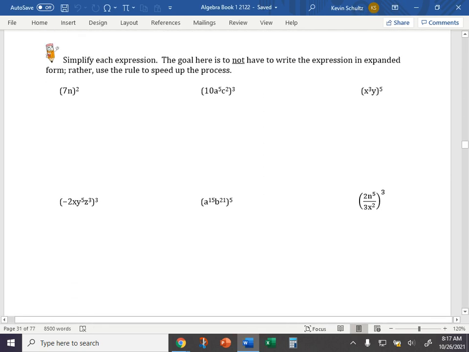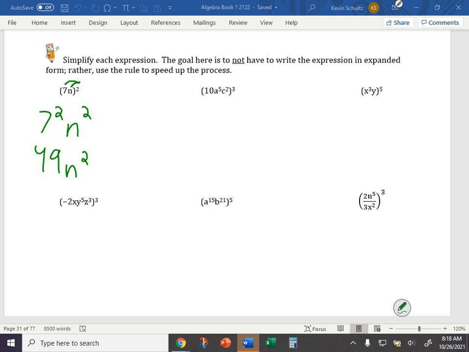So on the back side here, when it says the goal is to not have to write the expression in expanded form, I still need to see what you're doing, but it doesn't have to be in expanded form. All I need to see here, Alex, is that you distribute the exponent into the 7 and the n. Can you handle that? Is that too much? You can make those arcs shorter if you need to. What you end up with then is 7 squared n squared, or 49 n squared. Either one's fine.